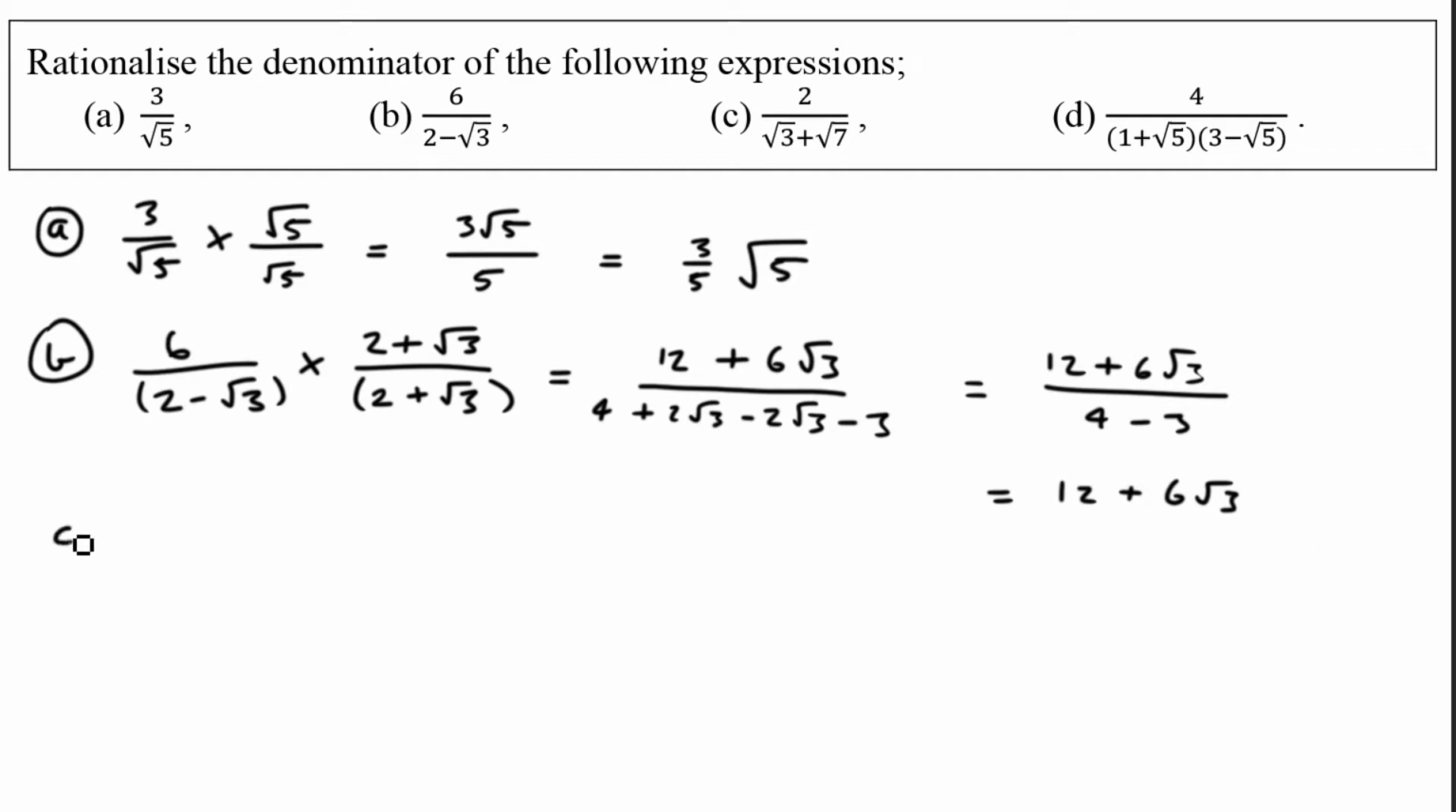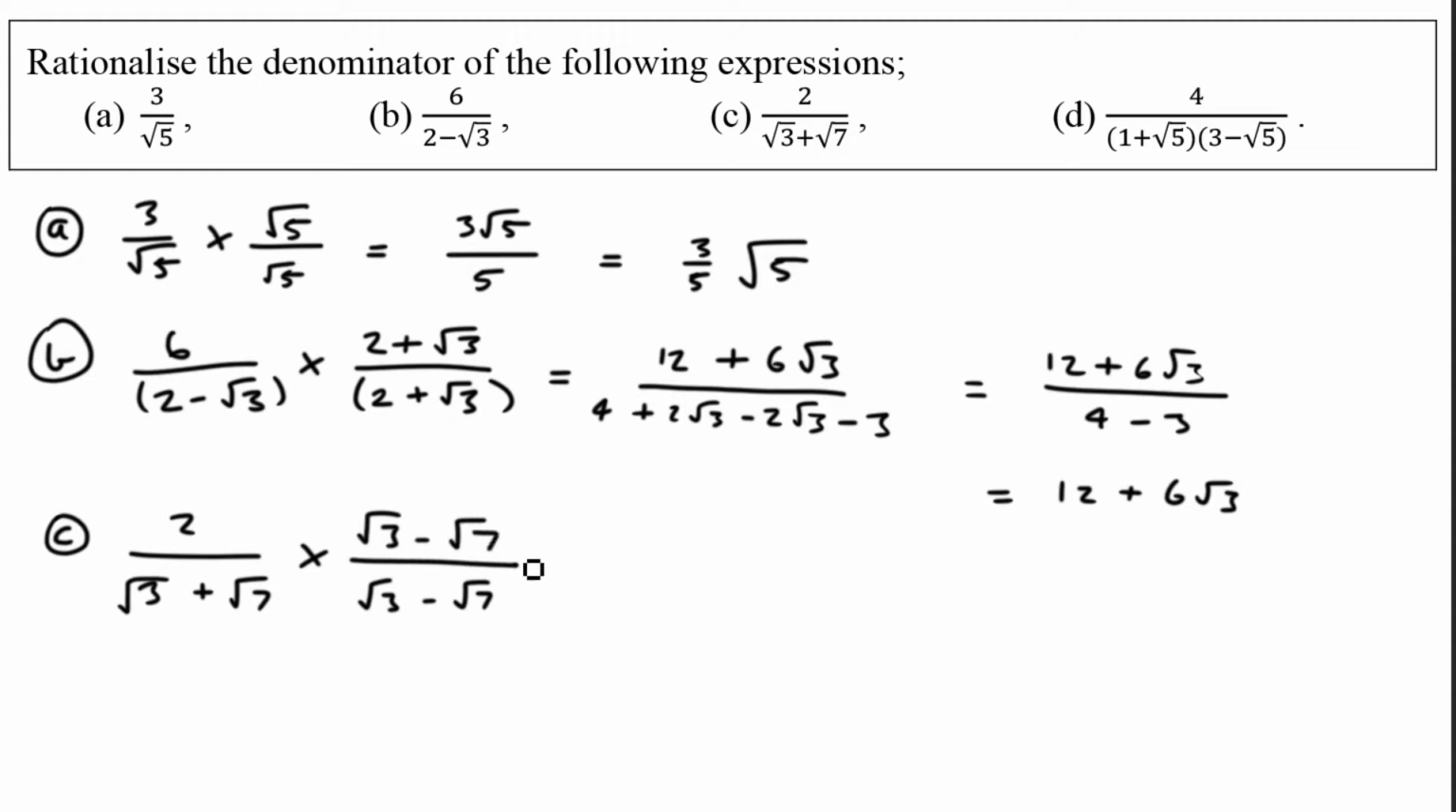In part C, we can try something extremely similar. Just because the two terms in the denominator are both surds doesn't mean we can't pull the same trick. So this time we'll multiply by root 3 subtract root 7, and we'll have to do the same on the numerator. What do we get?